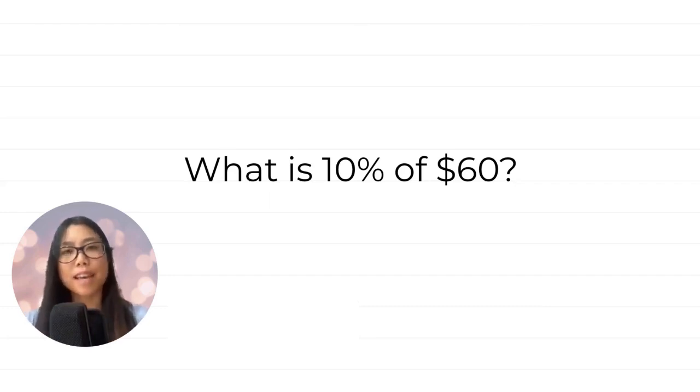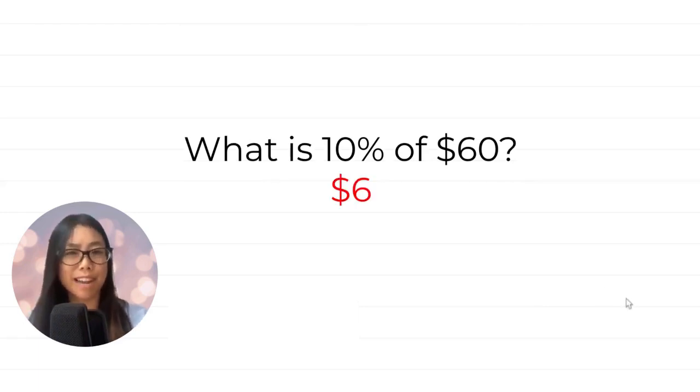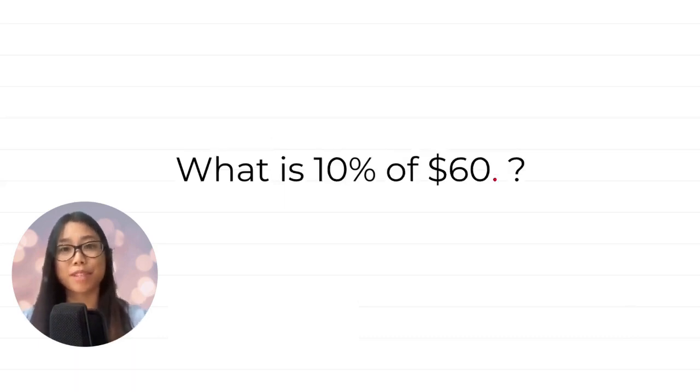In order to find 10% of anything, we take the decimal place, which is invisible right now, and we move it over one to the left. So the answer is 6. So here's our decimal place. Move it one to the left, we get 6.